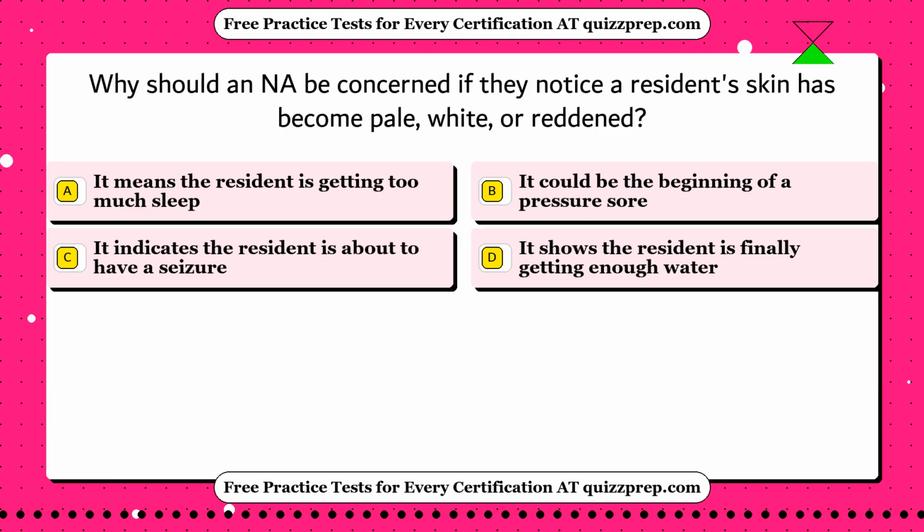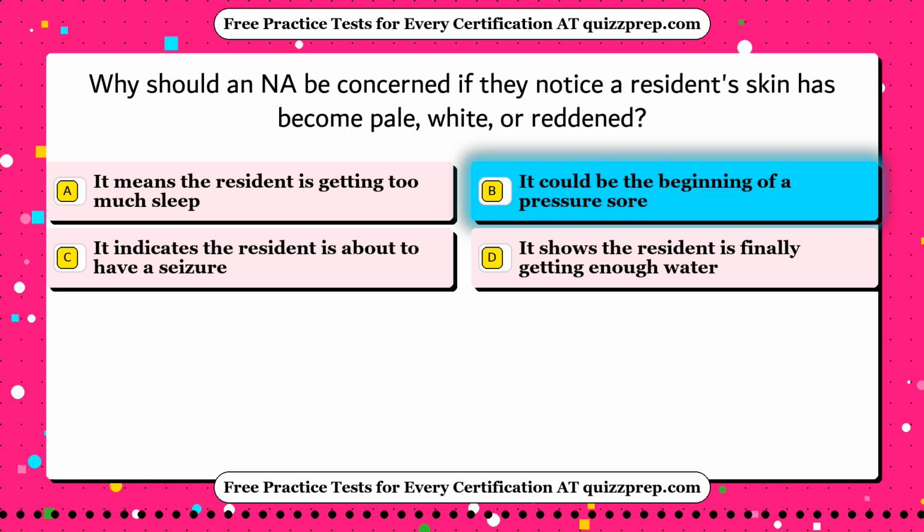Question 86. Why should an NA be concerned if they notice a resident's skin has become pale, white, or reddened? Option A. It means the resident is getting too much sleep. Option B. It could be the beginning of a pressure sore. Option C. It indicates the resident is about to have a seizure. Option D. It shows the resident is finally getting enough water.